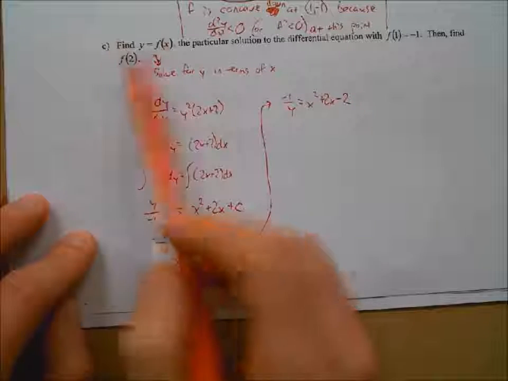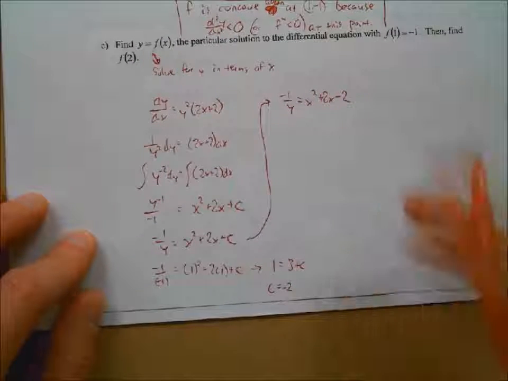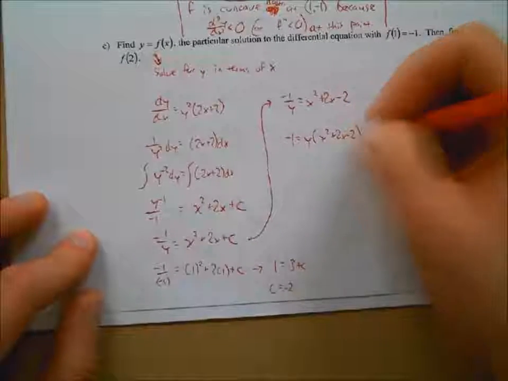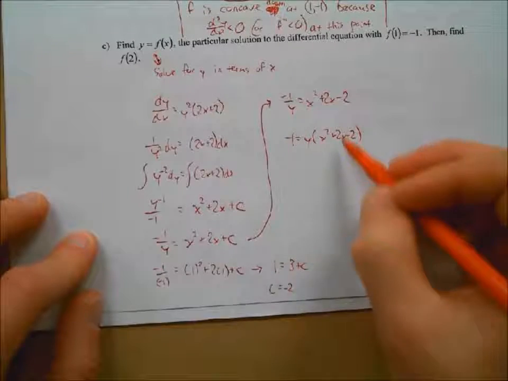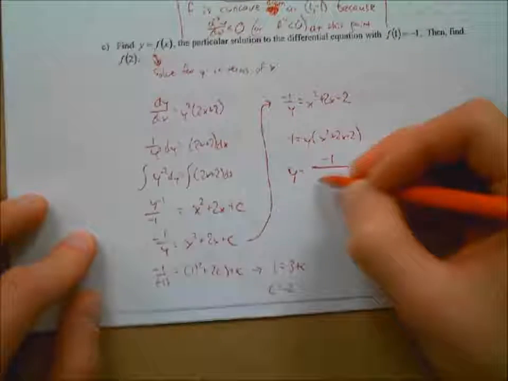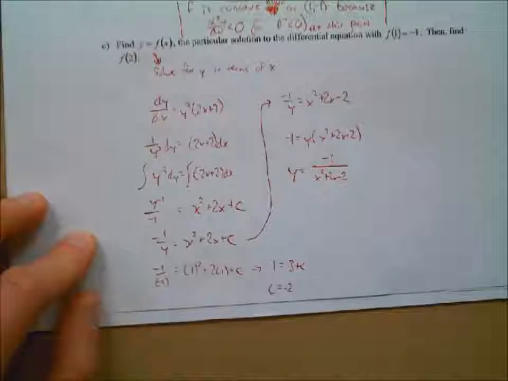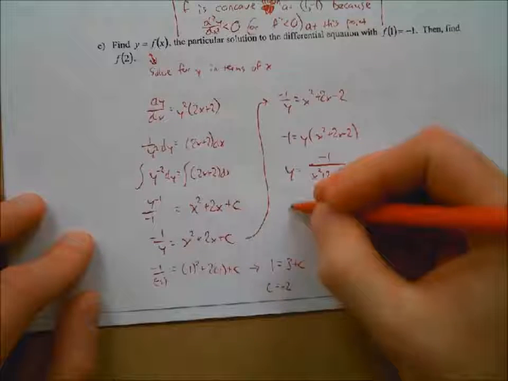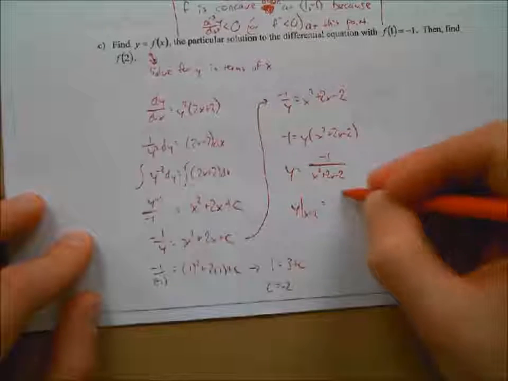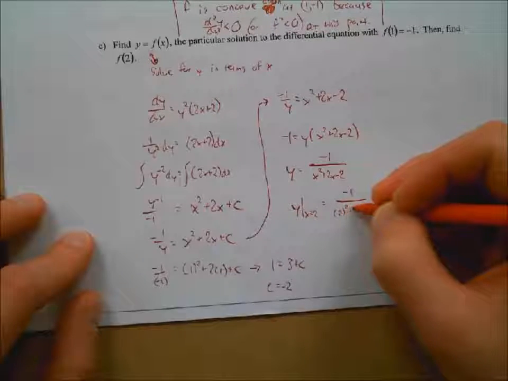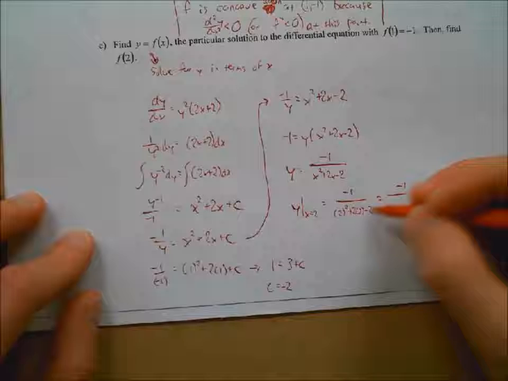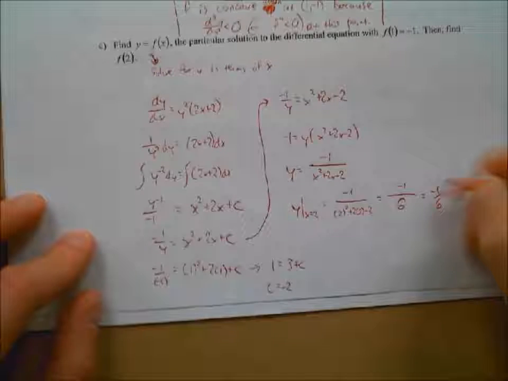Again, we want to find y equal to f of x. So now we need to solve for y. I'll multiply both sides by y, so we get y times the quantity x squared plus 2x minus 2. Then I'm going to divide to get y by itself. So we get y equals -1 over x squared plus 2x minus 2. And then we're supposed to find f of 2. So 4 plus 4 is 8, minus 2 is 6, so we get -1/6.